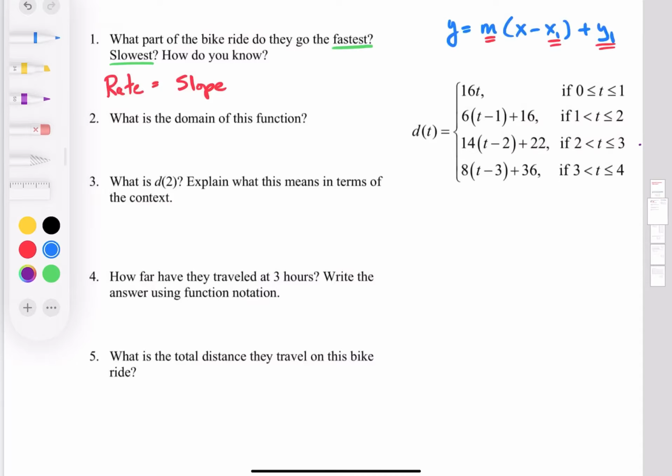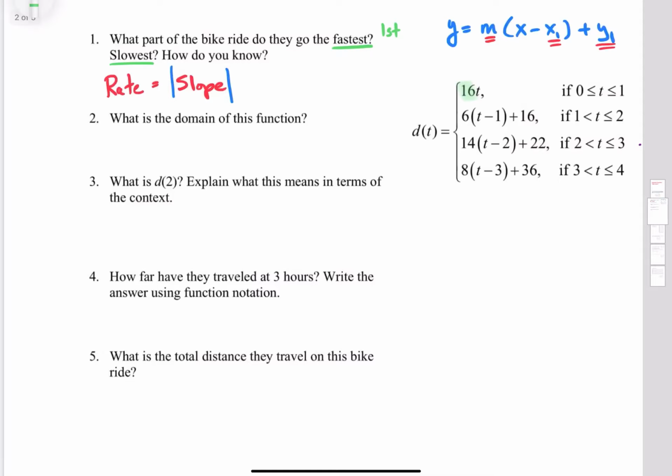Now, when we take a look at our slope, we're actually looking at the absolute value of our slope because our speed is going to remain the same whether we're traveling forward or backwards. Now, if I take a look at each of my slopes, I can tell which one's the fastest and which one's the slowest. The fastest one is going to be where the slope is the greatest value, the largest or steepest slope, and that's going to be in the first hour. So within the first hour, they're traveling at the fastest rate or speed. So here, the first hour is going to be the fastest.